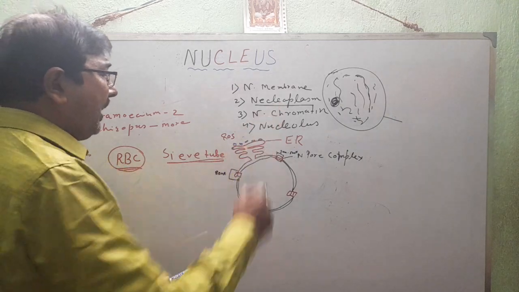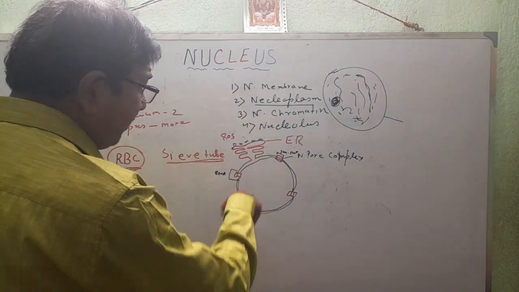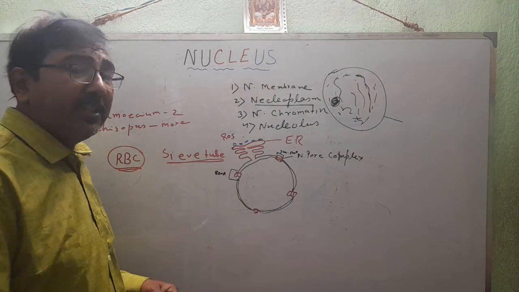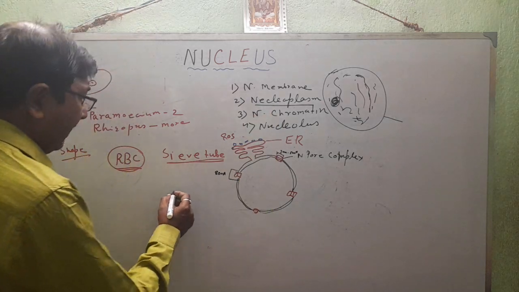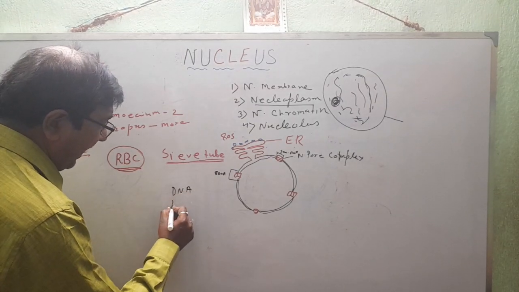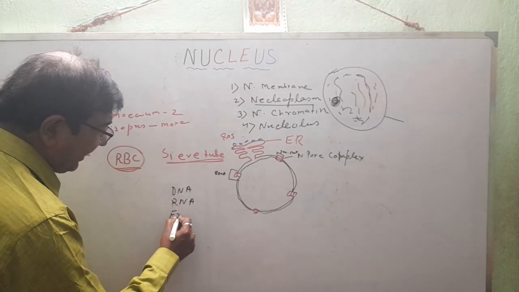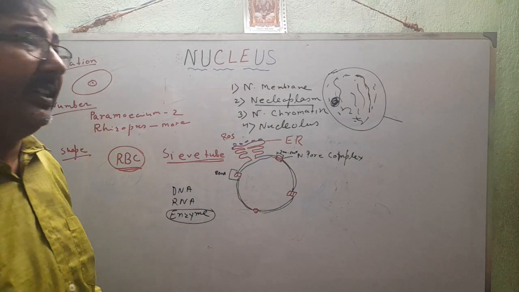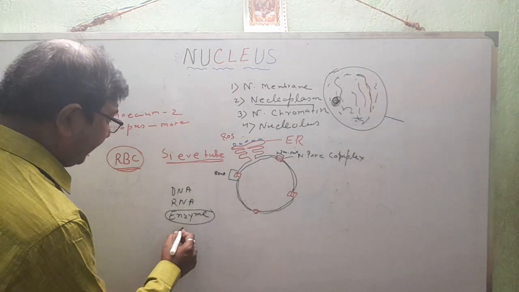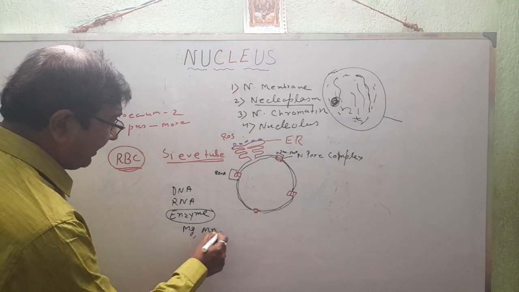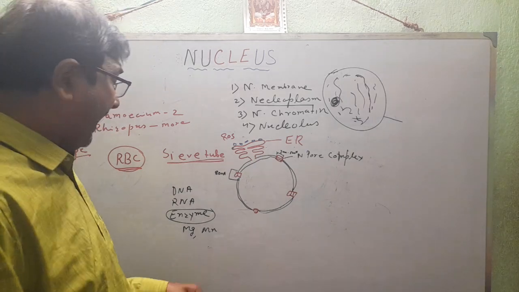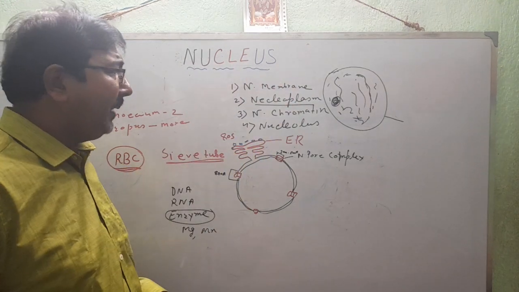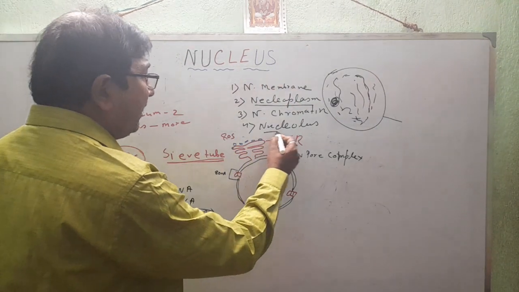Then the nucleoplasm. Inside the inner nuclear membrane, there is a transparent granular substance. It is called nucleoplasm. This nucleoplasm contains DNA, RNA, and some enzymes. These enzymes help in replication of DNA, and magnesium and manganese divalent ions are also present. These are activators of the enzymes. That's the nucleoplasm.